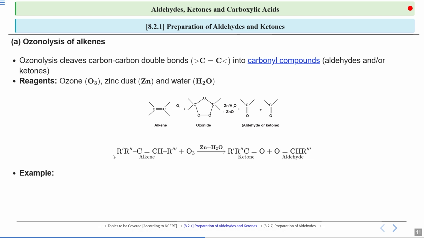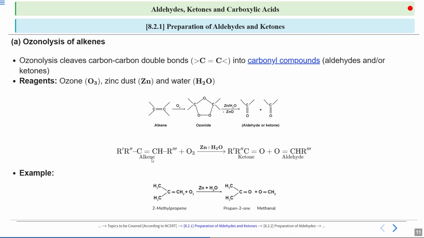Example, let us see. If you have 2-methylpropene, when you treat it with O3, that is ozone, in presence of zinc dust and water, it just breaks this double bond. So this particular carbon will get one oxygen and this CH2 will get one oxygen. When this gets one oxygen, this is propan-2-one.